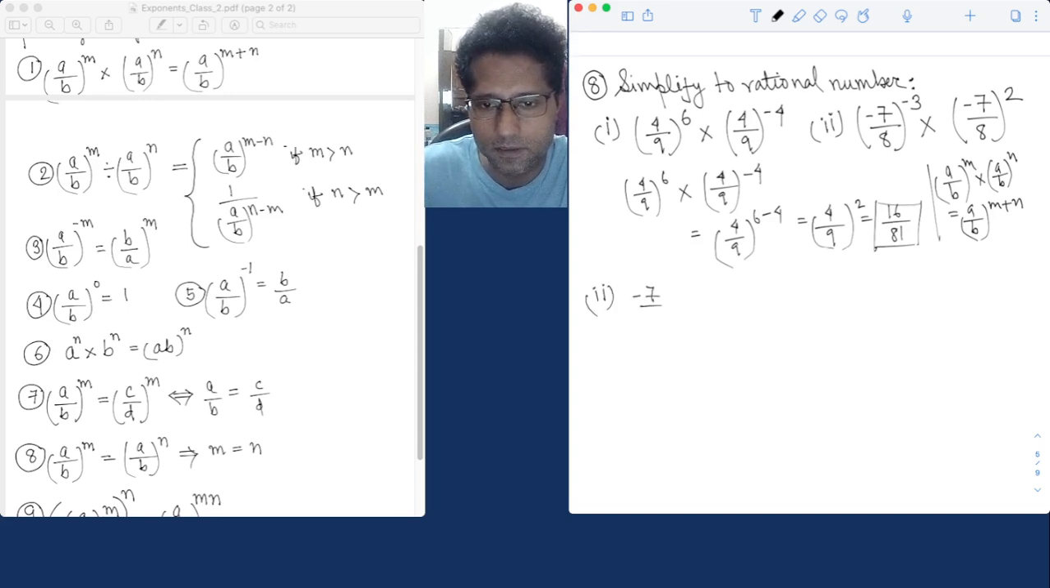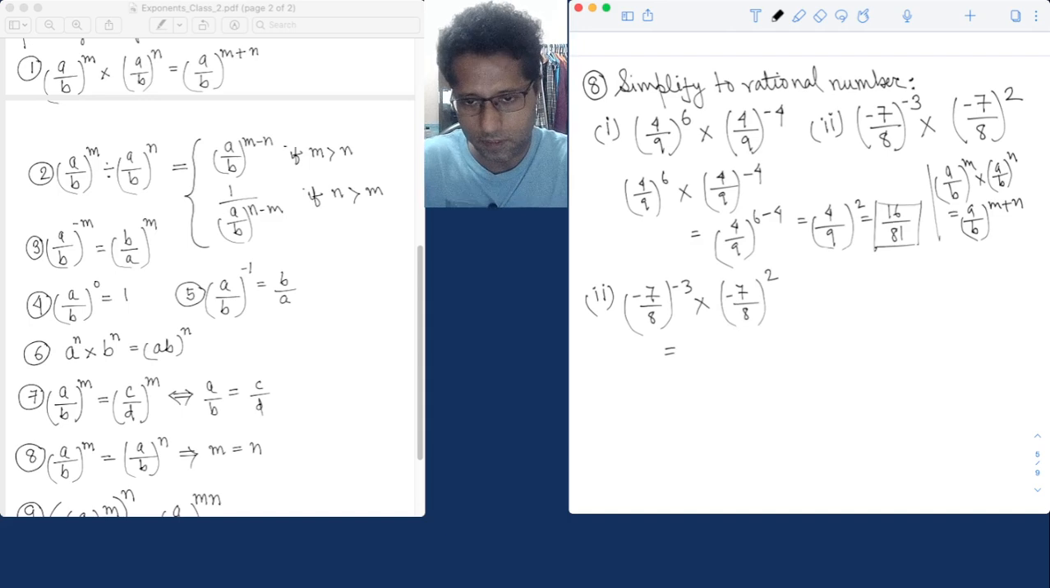Minus 7 by 8 raised to the power minus 3 multiplied by minus 7 by 8 raised to the power 2. So we see it's a product of two exponents. By exponents I mean a rational number raised to some power, and the bases of the two exponents are same, that is minus 7 by 8. So we can directly apply the formula, and this becomes minus 7 by 8, and we just add the powers, minus 3 plus 2. So this becomes minus 7 by 8 raised to the power minus 1.